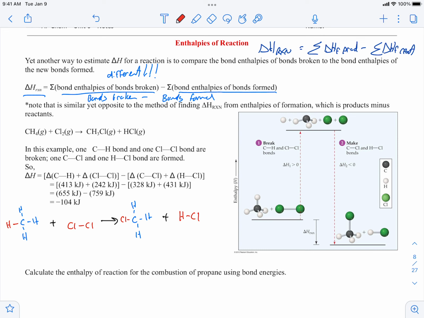Not every single bond is being broken, right? Just the ones that are pertinent to this reaction. So, in this reaction, one carbon to hydrogen bond right here, one chlorine to chlorine bond is being broken. The bonds that are being formed, a carbon to chlorine bond and a hydrogen to chlorine bond. Bonds broken minus bonds formed.